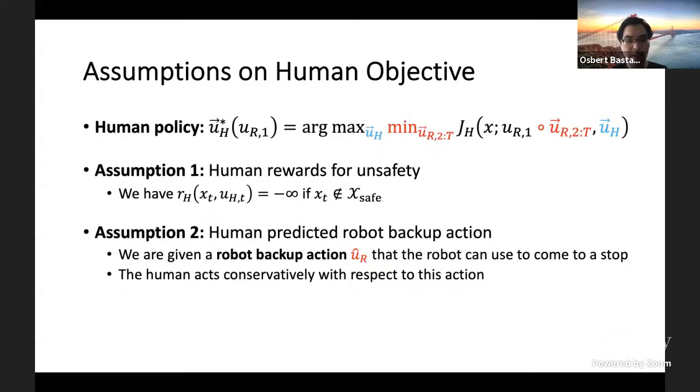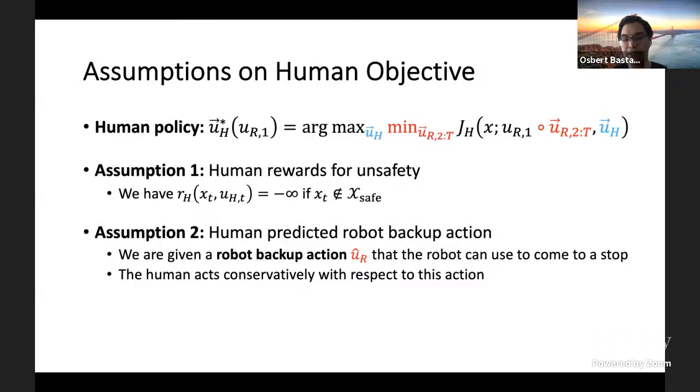Our second assumption is that there is some backup action for the robot, denoted û_R. This is an action that the robot can use to come to a stop. Importantly, we assume that the human is going to act conservatively with respect to this action. So whatever set of actions the human is considering in the objective, û_R is going to be included in that subset.